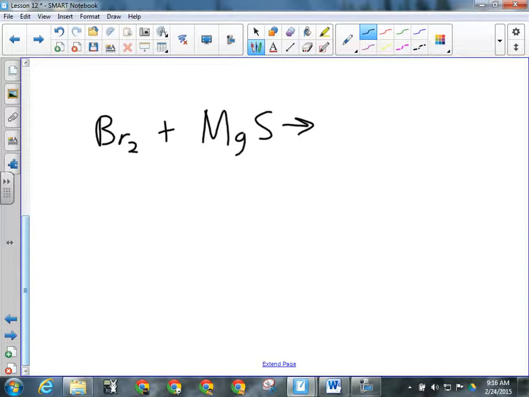Now, that means that bromine has to replace sulfur or magnesium. It's got to replace sulfur, okay? Because we said yesterday, we have to end up with an ionic compound on the other side. We can't have 2 nonmetals together. We can't have 2 metals together, okay? So, on this side here, magnesium will end up with bromine, and sulfur will end up by itself.